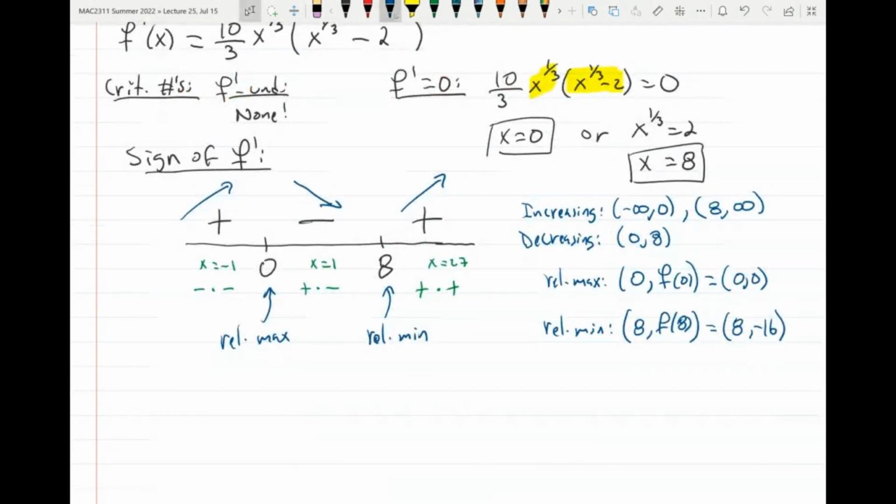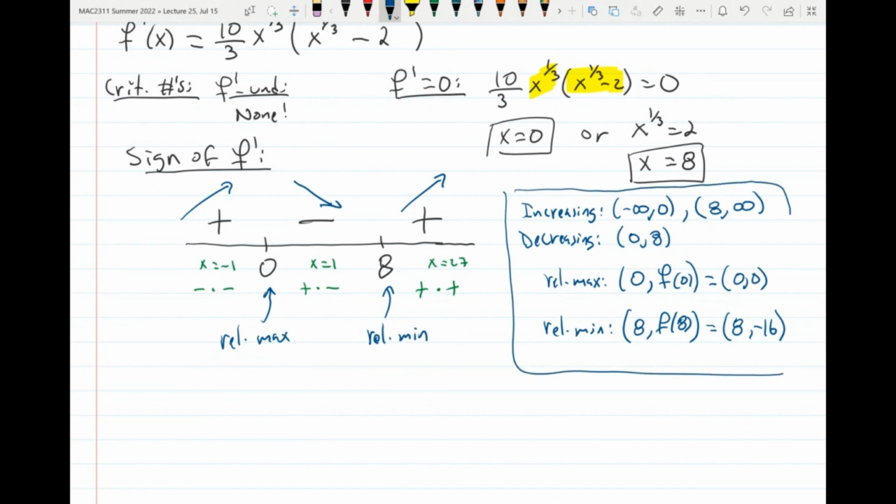We already have 0, 0 from before in our table, and now we know 0, 0 is a relative maximum, but we found a new point to have in our graph, which is a relative minimum, right? Which is the point 8, comma negative 16. So let's put that in the blue box.